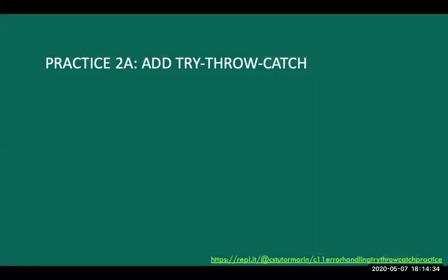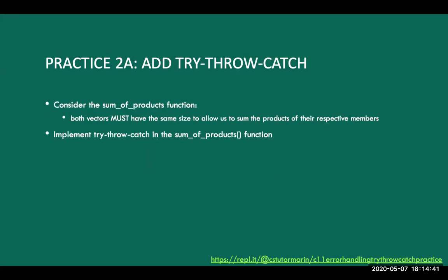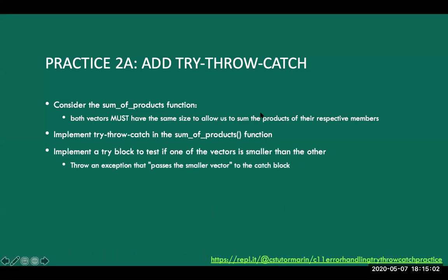So we're gonna try this. We're gonna do two of these. I call them 2A and 2B. I think the first one is just a continuation of our sum of products. So we did an assert last time when the sizes weren't the same. Now what we want to do is throw an exception and then catch that exception in a nearby catch block, so that we can just report that, hey, these two sizes are different. I can't do anything, right?